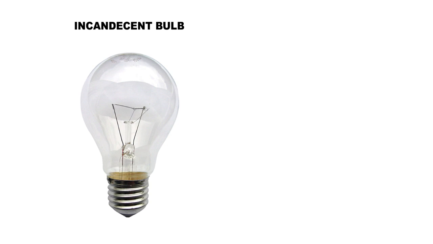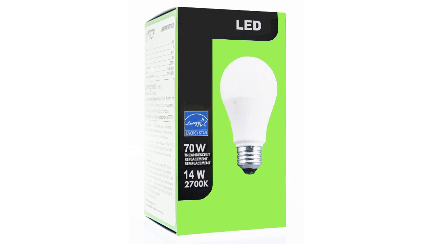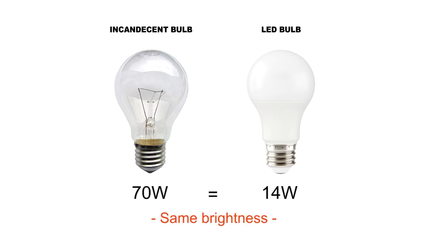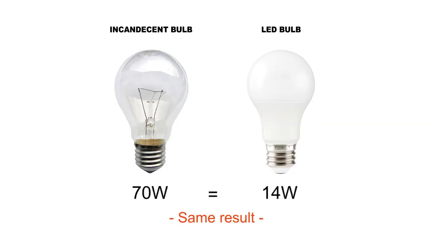To understand the importance of the energy class, let us take the example of two light bulbs, an old technology incandescent bulb and a LED bulb. If we look at the packaging of a LED bulb, we will notice an indication such as 70 watts is equal to 14 watts. What does this mean? This means that this new 14-watt LED lamp gives the same brightness as an old 70-watt incandescent lamp. In other words, the new lamp achieves the same result as the incandescent lamp with less energy consumption. The LED lamp is therefore more efficient than the incandescent lamp and is therefore classified in a higher energy class.